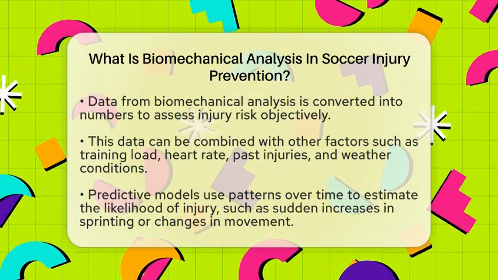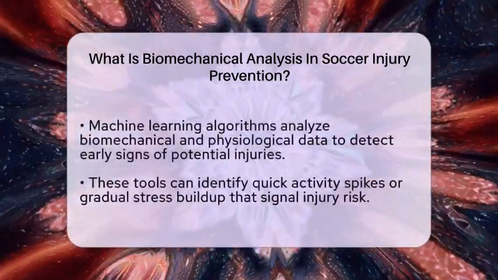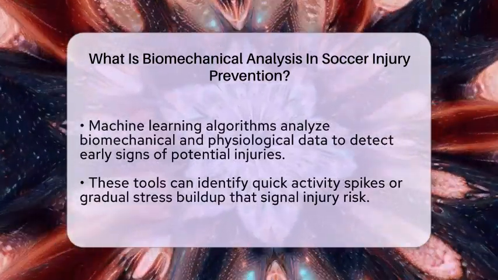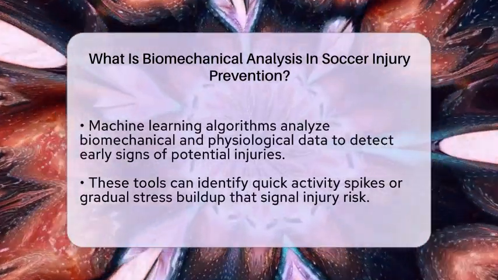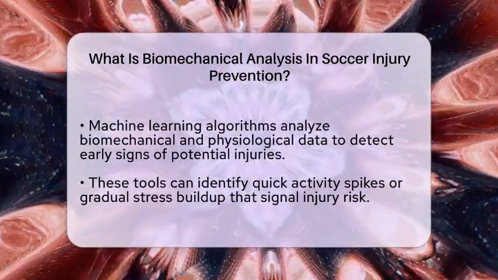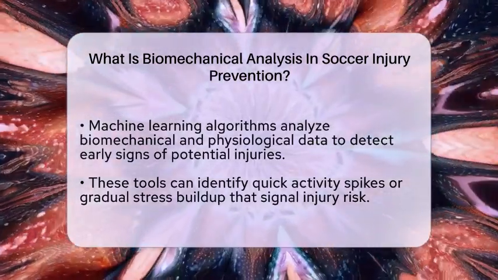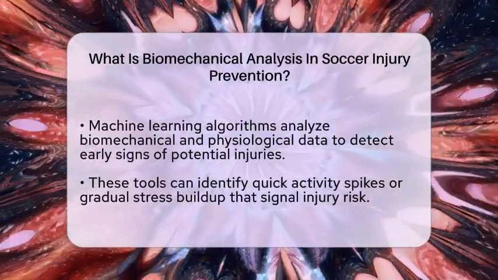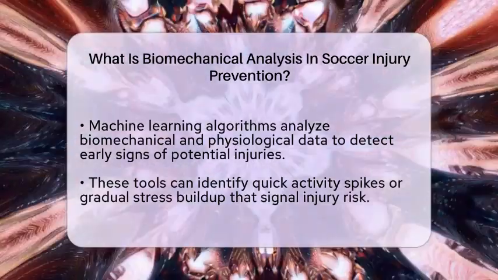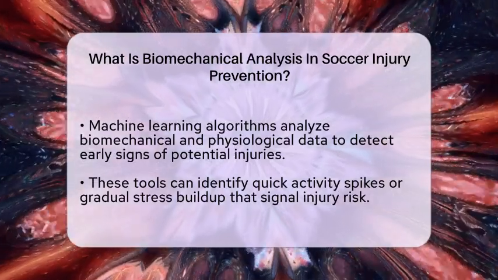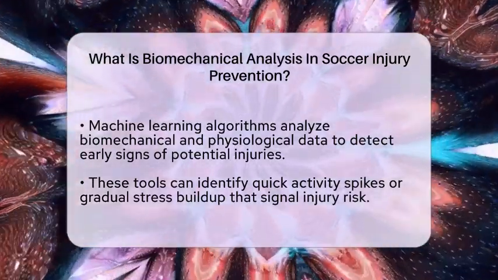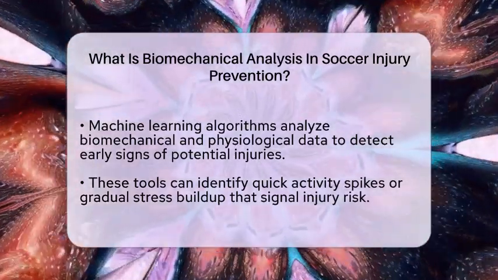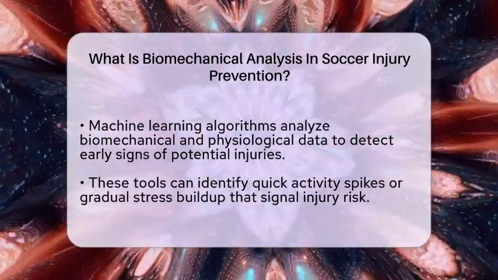Advanced computer programs, called machine learning algorithms, analyze this data along with GPS tracking and physiological load measurements. They find patterns that often come before injuries happen. For example, if a player suddenly starts running faster but their movement mechanics change, the model might flag this as a warning sign. These tools can detect both quick spikes in activity and gradual buildup of stress over weeks or months. This early warning system helps teams take action before an injury occurs.